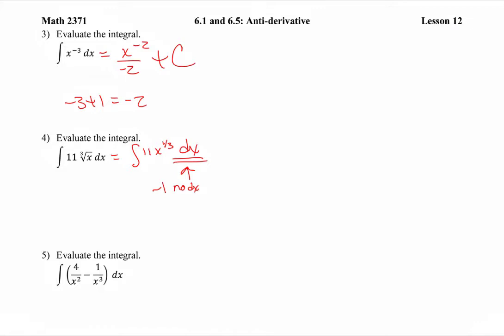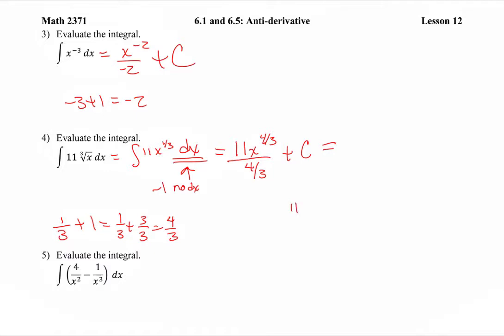Minus 1, no dx. All right, so 1/3 plus 1 is 1/3 plus 3 over 3, so that's 4/3. So this equals 11x to the 4/3 over 4/3 plus c. Guess what? You have to simplify this.